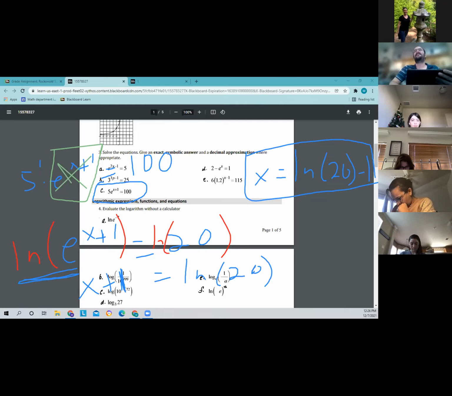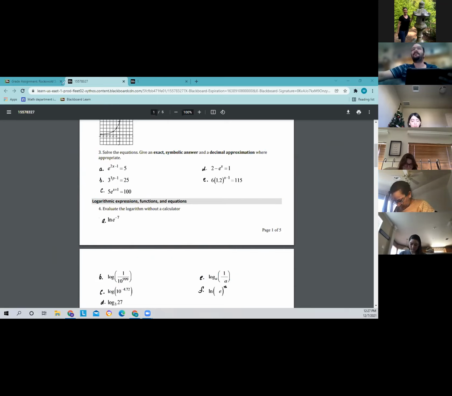Questions about this? We did C. The other one I'm going to do was E. Let's clear this. Apparently I have to take my annotations from here. Can I clear all my drawings? There we go. And D was the other one.